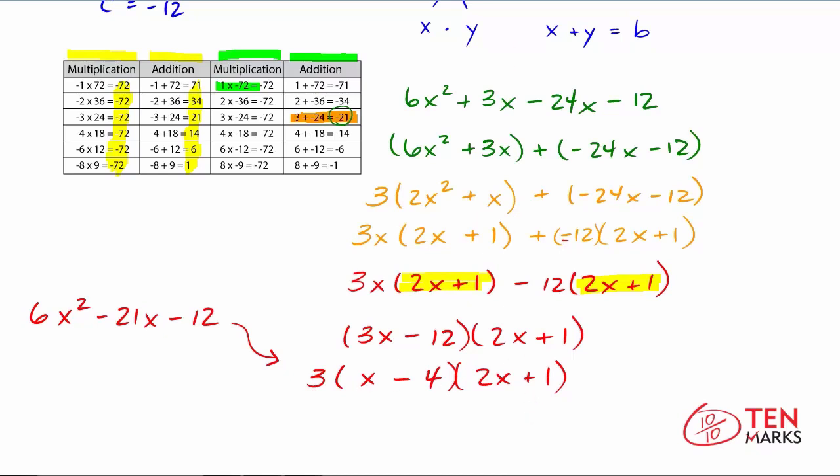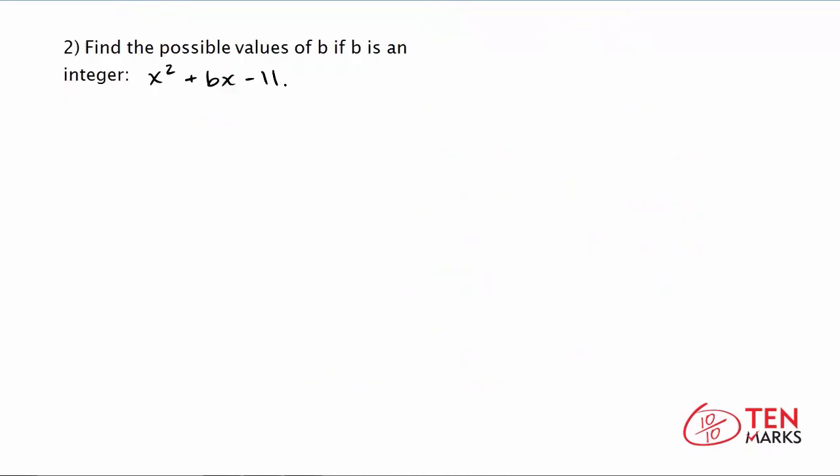Let's try another problem together. Find the possible values of b if b is an integer. And here we have the quadratic expression x squared plus bx minus 11. Now remember, standard form is ax squared plus bx plus c. So we want to go in and identify some of those values. So there's no coefficient in front of the x squared, which means that a is 1. So a equals 1. Then you've got b, so we don't know what the values of b could be yet. That's question mark. And then lastly we have c, which is negative 11.